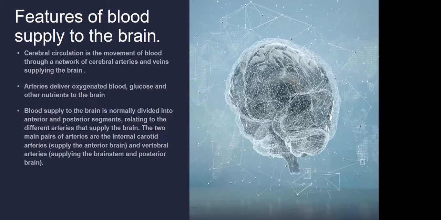the brain. The two main pairs of arteries are the internal carotid arteries, which supply the anterior brain, and the vertebral arteries, which supply the brainstem and the posterior brain. Next.